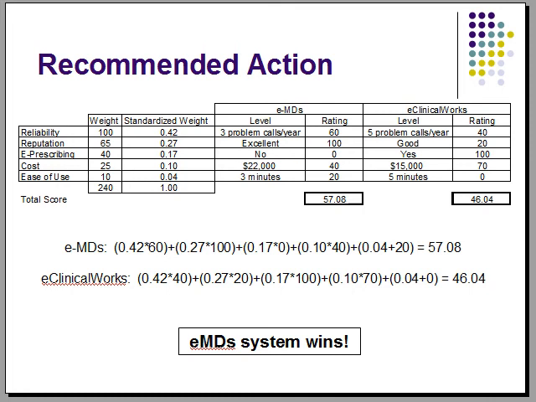By multiplying the standardized weights by the rating for each attribute, and then for each vendor, I obtained a weighted sum. EMDs had a weighted average of 57.08. eClinicalWorks had a weighted average of 46.04. Because of the higher score from EMDs, the EMD system was chosen. Here, you can see the EMDs formula and the eClinicalWorks formula. All those numbers can be found in the table above.